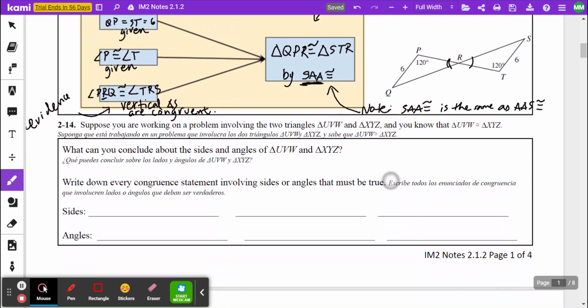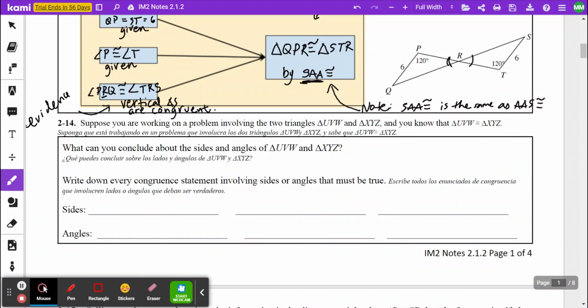Okay, problem 2-14. Suppose we're working on a problem involving two triangles, triangle UVW and XYZ, and we know that they are congruent. Let's draw those.